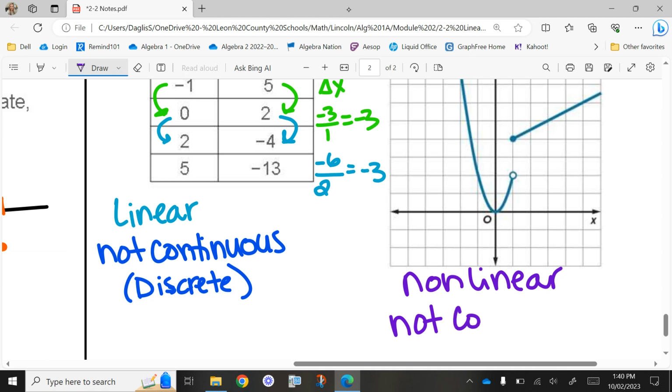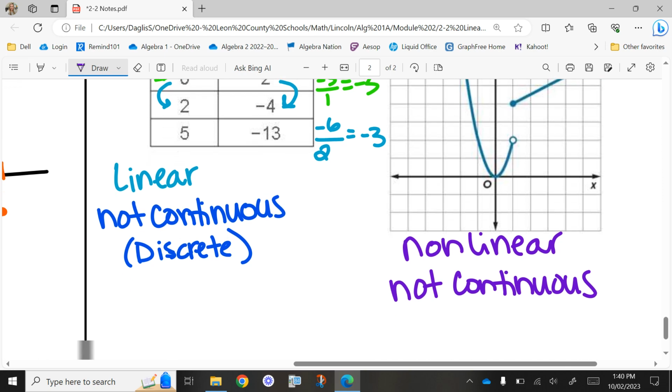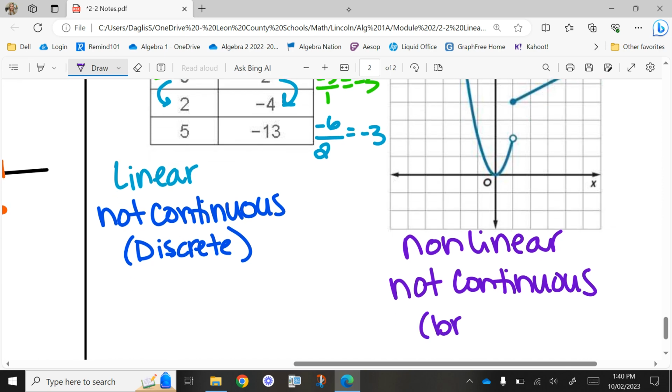Can I call it discrete? No, I cannot call it discrete. Discrete is just dots. So this one's not continuing. There's a break, and then that's it. It's not special. Okay, not continuous. There was a break.